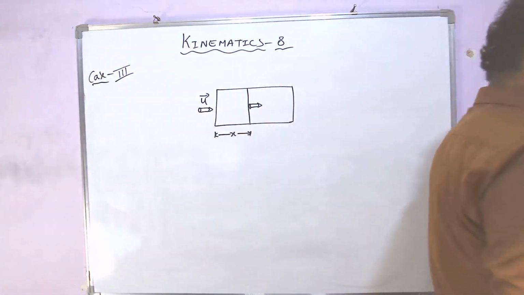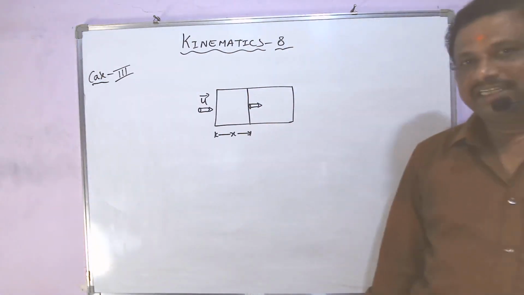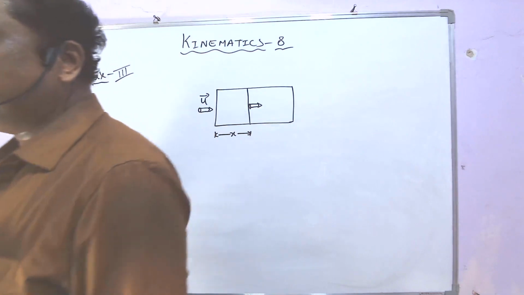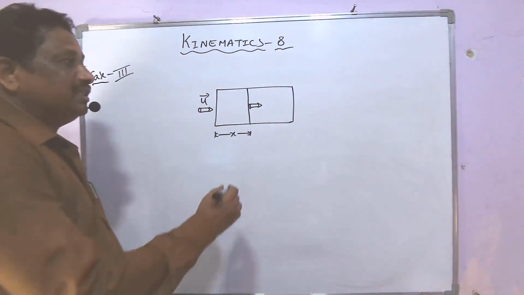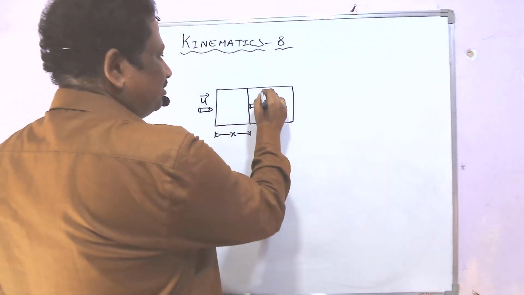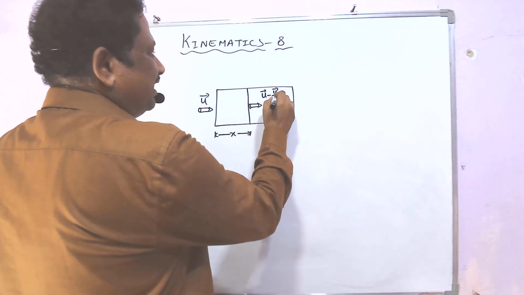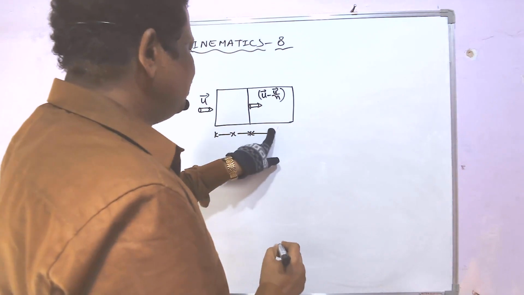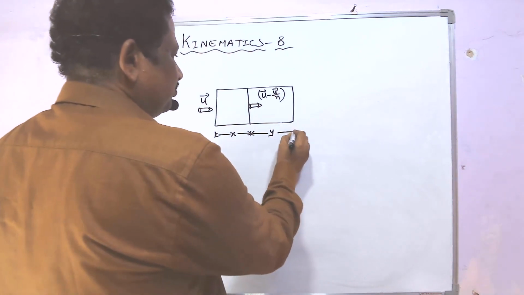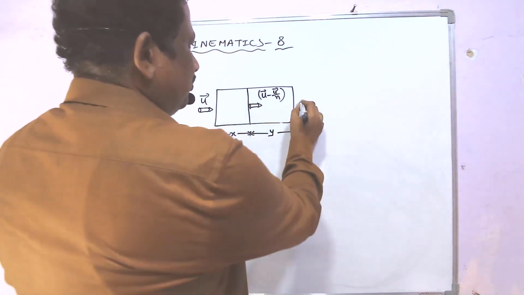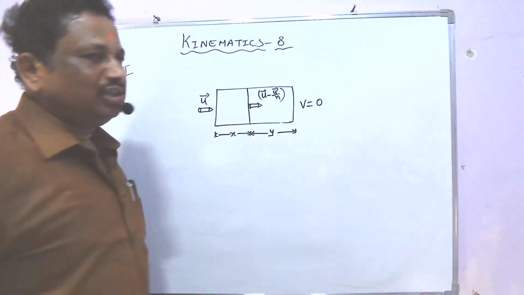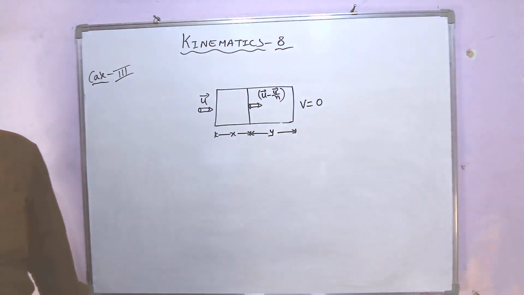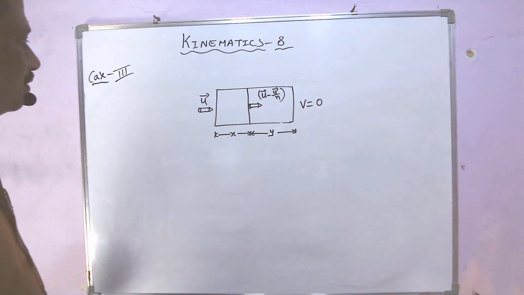Its velocity loss is 1 by nth of its initial velocity. That means its velocity becomes u by n. So what is the remaining distance? Let the remaining distance be y. So the final velocity you have to make 0 so as to stop that bullet.